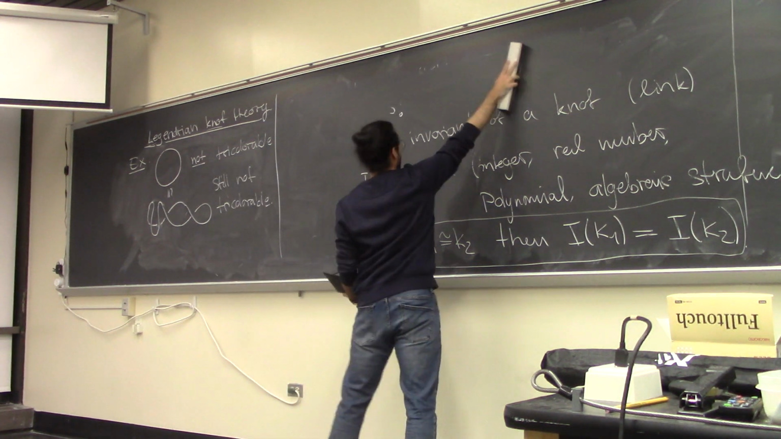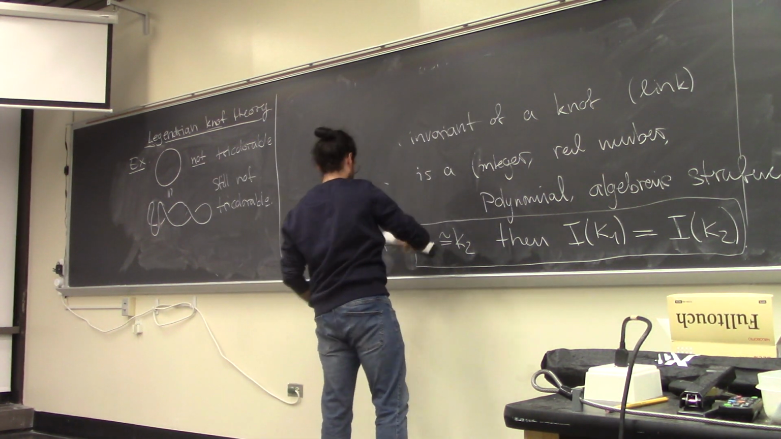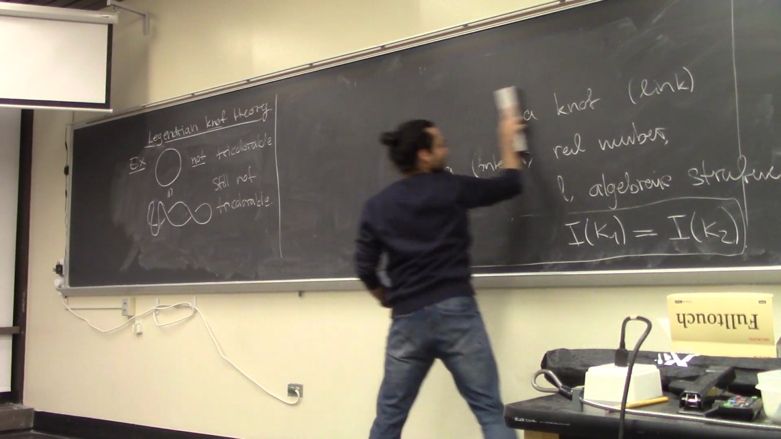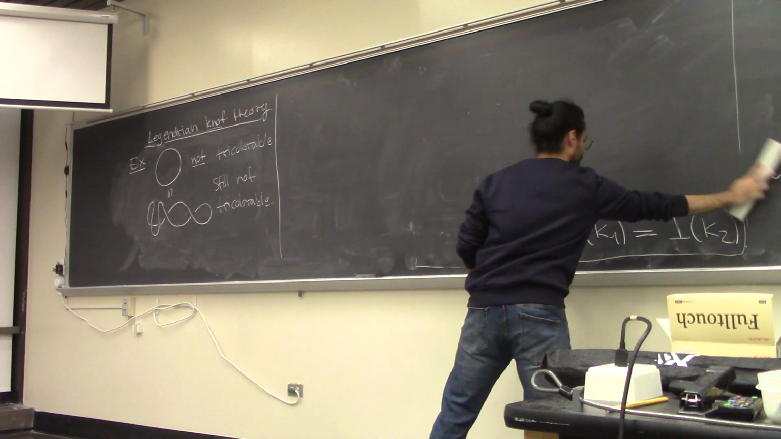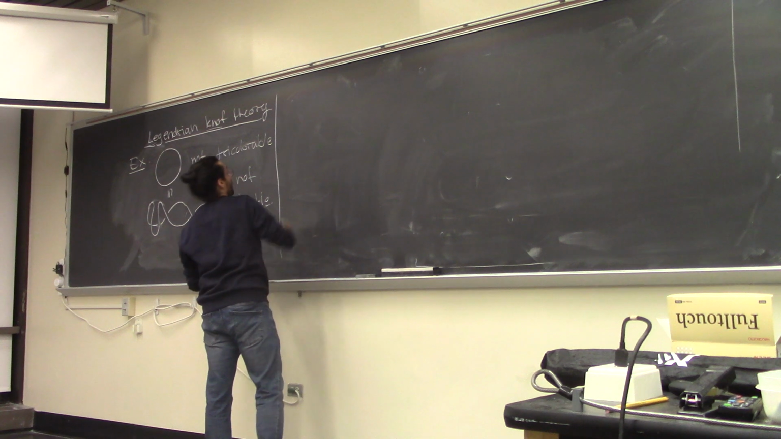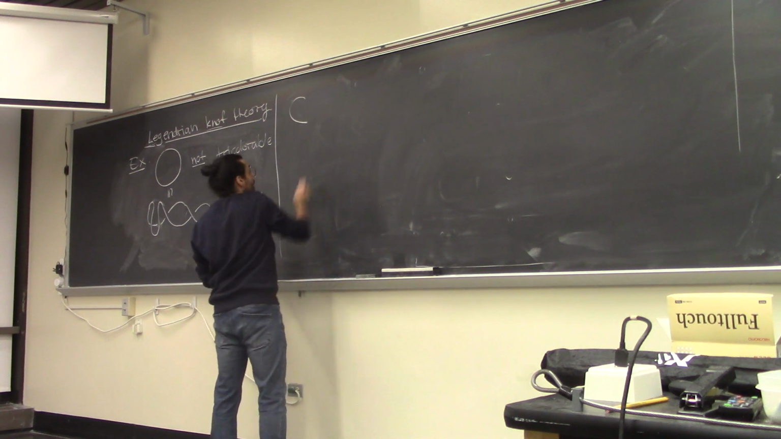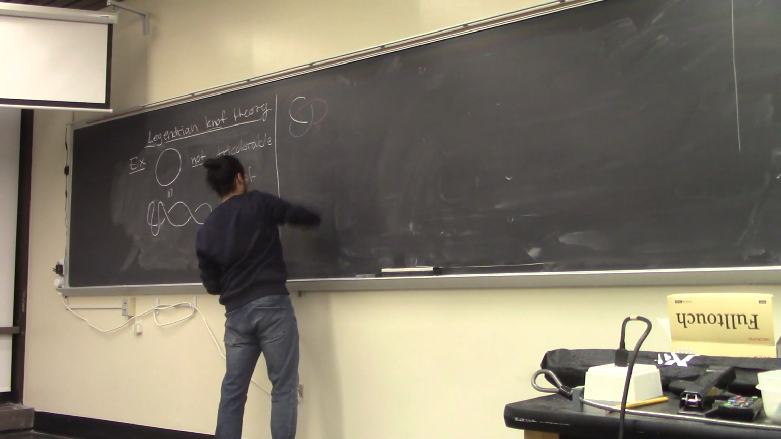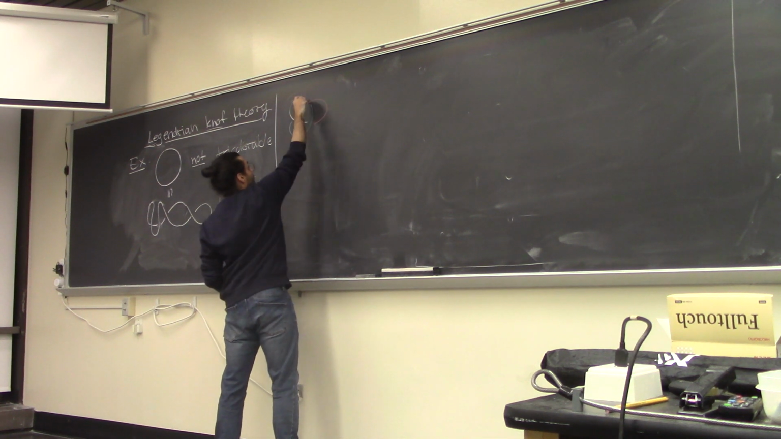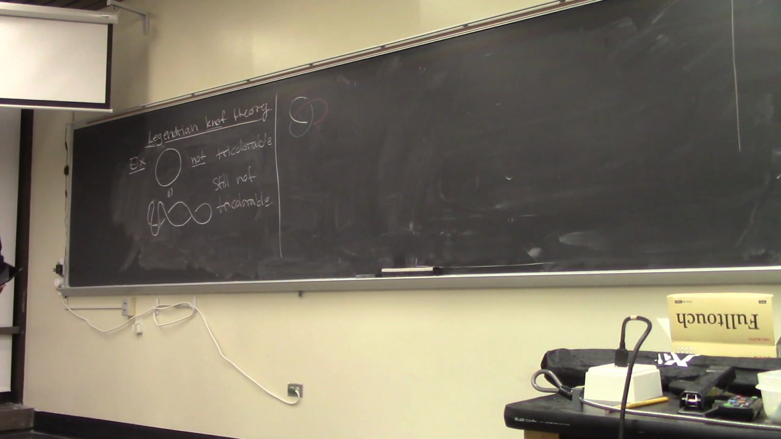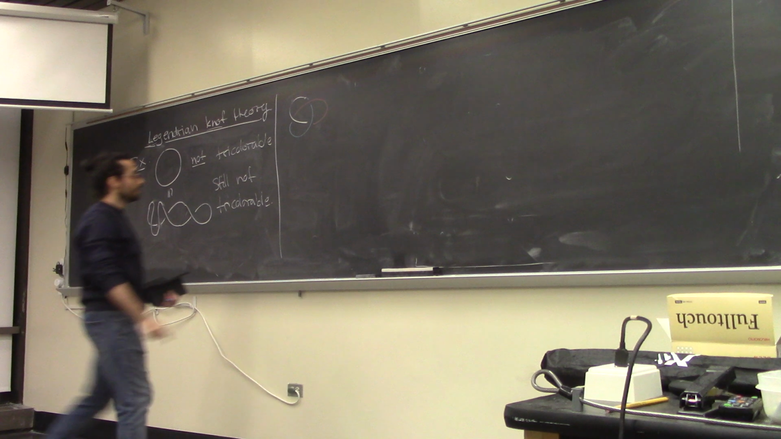So let me show you an example where if I draw the trefoil, it is tricolorable. For the trefoil, it is tricolorable, and with this drawing you can check that all the properties are satisfied.